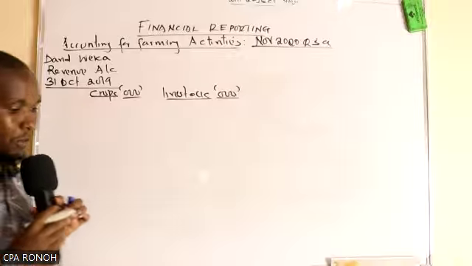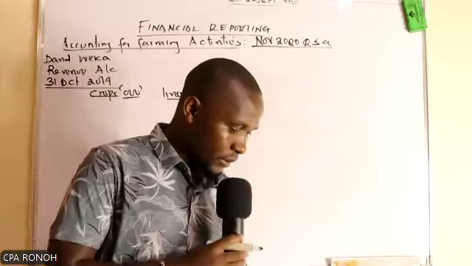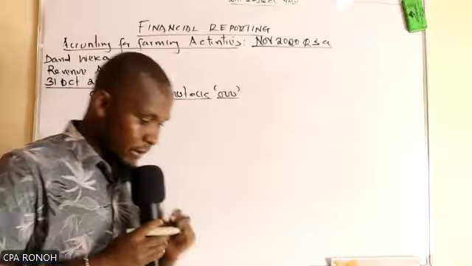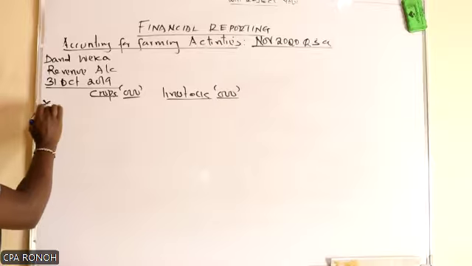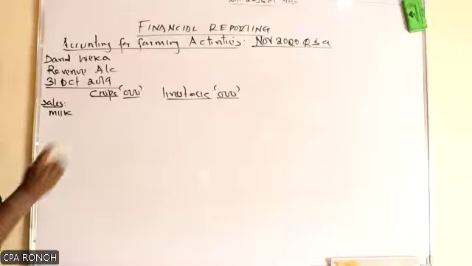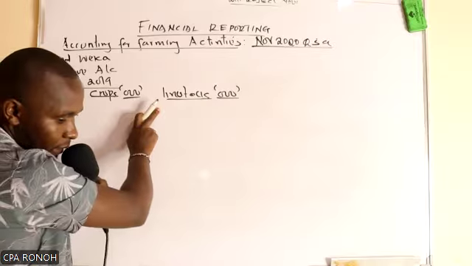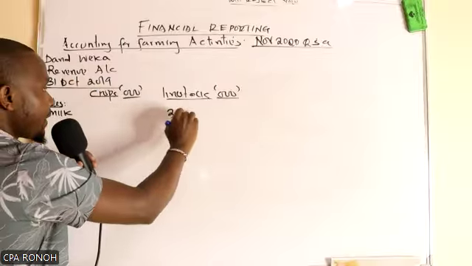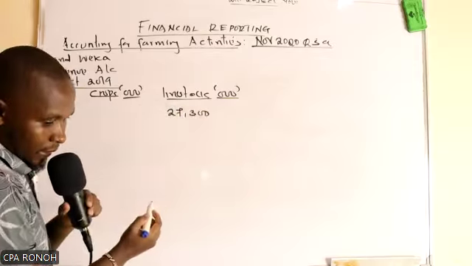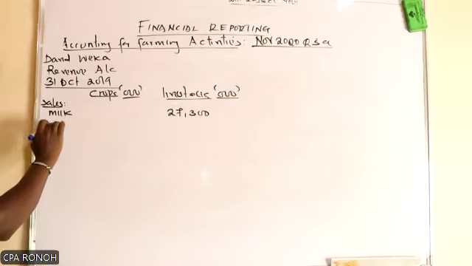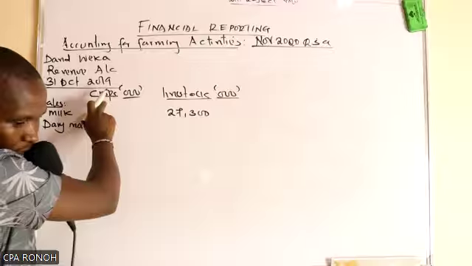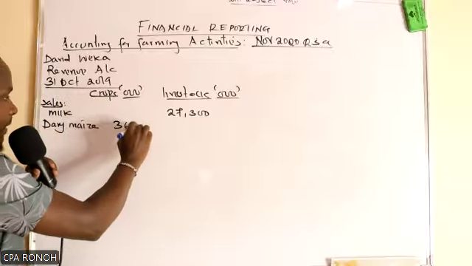Now, what is the revenue? Do we have the revenue? On the revenue side, we have sales. We have milk. Milk is for livestock. How much is the value of the milk? 27,300. Another sale, dry maize. Maize is for the crops. That is 36,600.